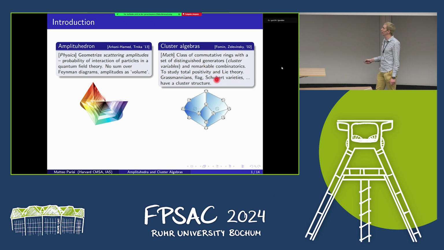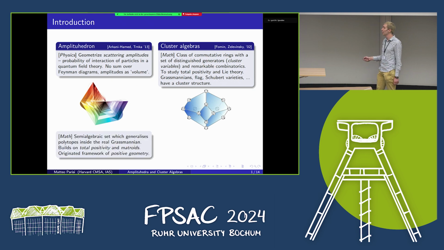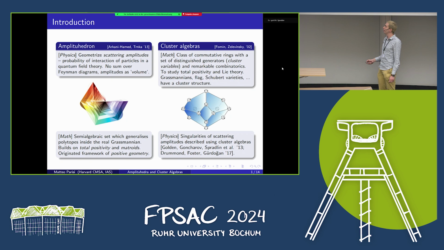On the other side, we have cluster algebras, introduced by Fomin and Zelevinsky in 2002. They are a class of commutative rings with a set of distinguished generators called cluster variables, and have remarkable combinatorics. They were introduced to study total positivity, Lie theory, etc. Lots of algebraic varieties that we like have cluster structures, like Grassmannians, flag varieties, and Schubert varieties. But cluster algebras also appeared in physics to describe singularities of scattering amplitudes.